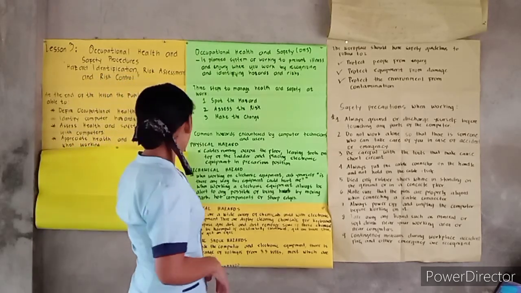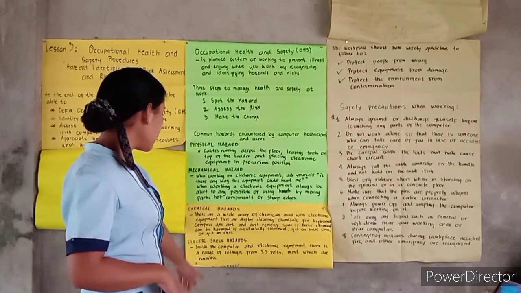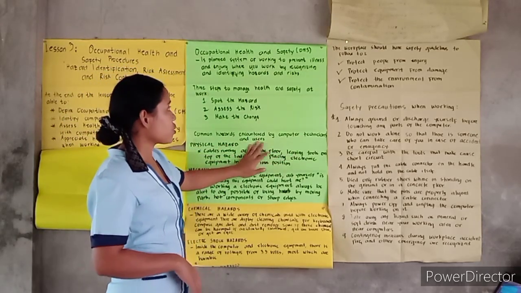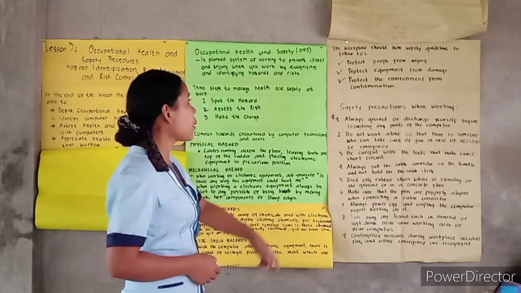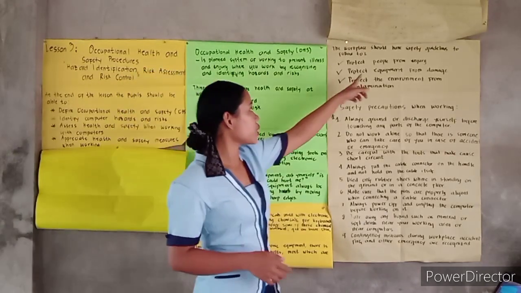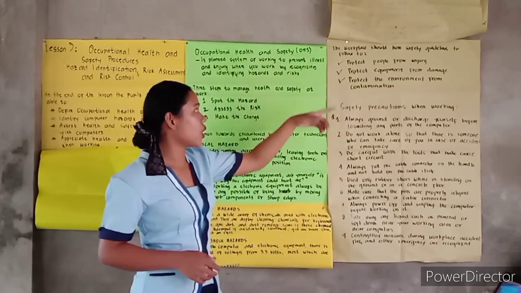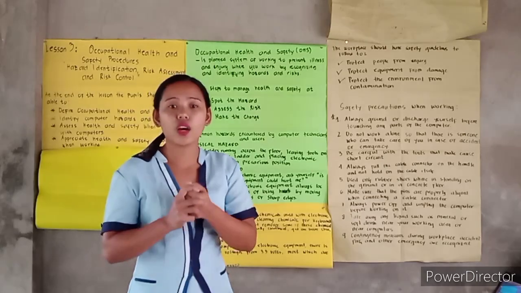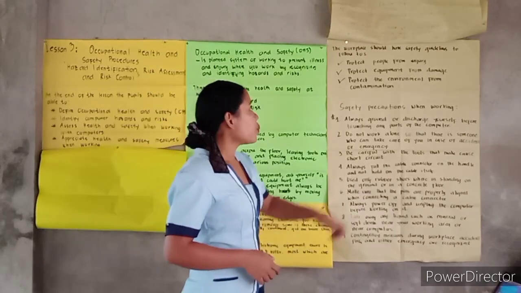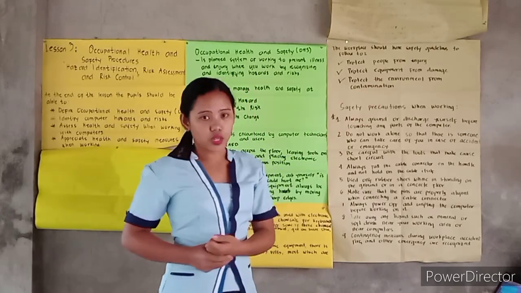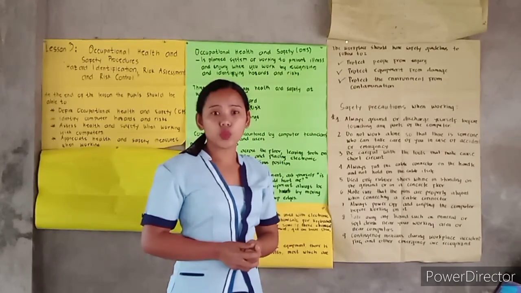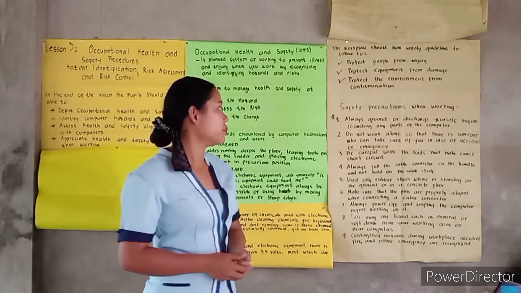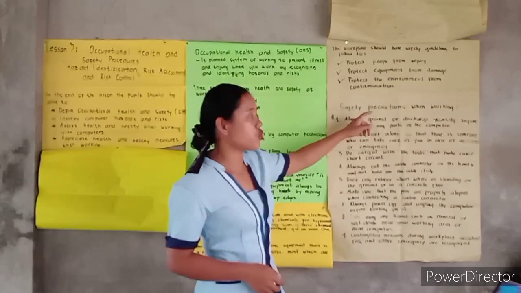We are done with the common hazards encountered by computer technicians and users. Next, we will proceed to the workplace safety guidelines to follow. This is a very important set of guidelines that we have to know. First is protect the people from injury. Of course, no one should allow that someone is harmed or injured.